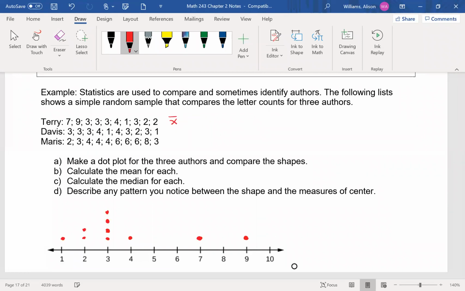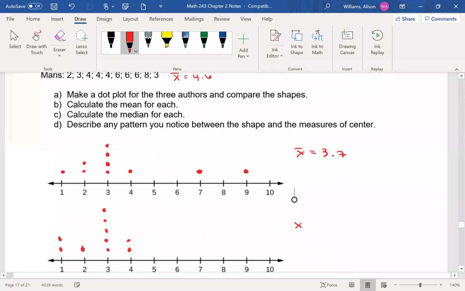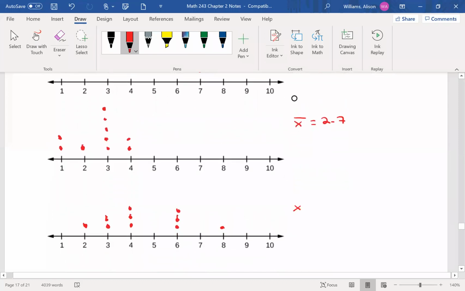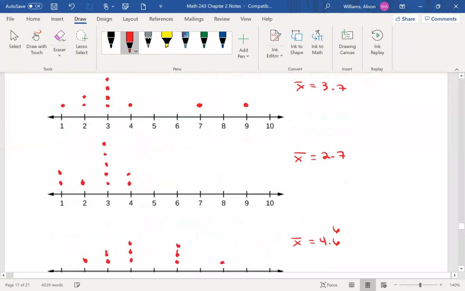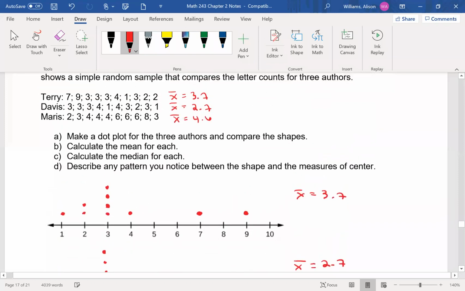Okay, 3.7. All right. Davis, I'm getting a mean of 2.7. And Maris, I'm getting a mean of 4.6. Interesting. Biggest of all. Okay. And now I want to write that down here: 3.7, 2.7, and 4.6. Okay. So now I want to go ahead and do the median for each of these.